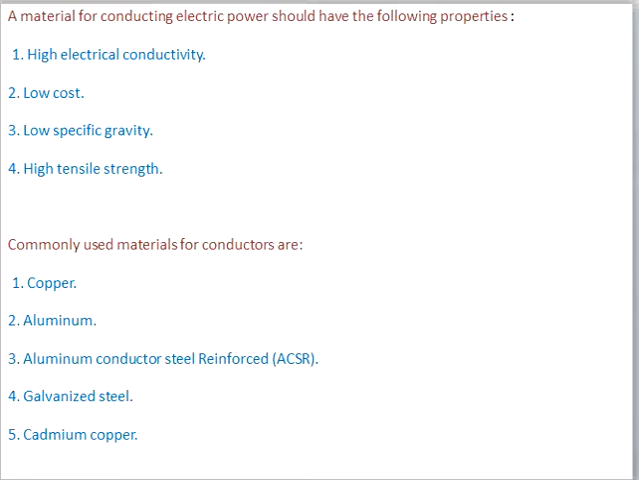Here's the material for conducting electric power. It should have these properties: high electrical conductivity, low cost, low specific gravity, and high tensile strength. The commonly used conductor materials are copper and aluminum. These are the ones mostly used.